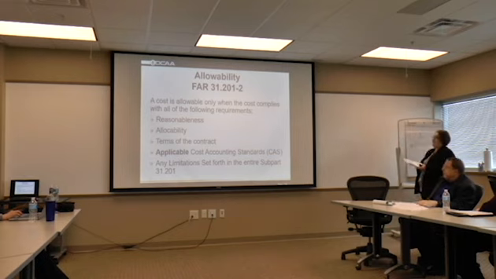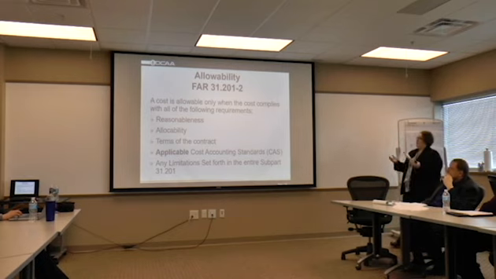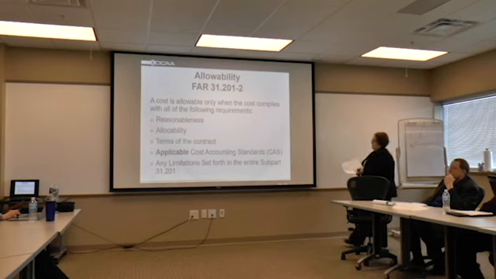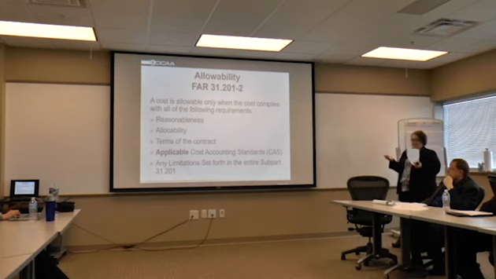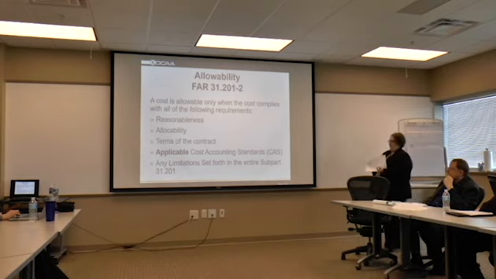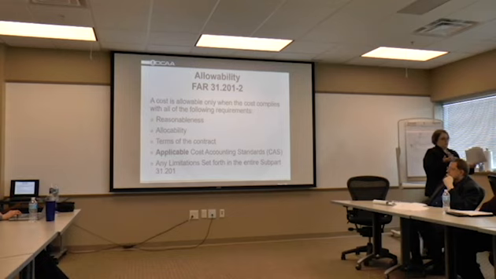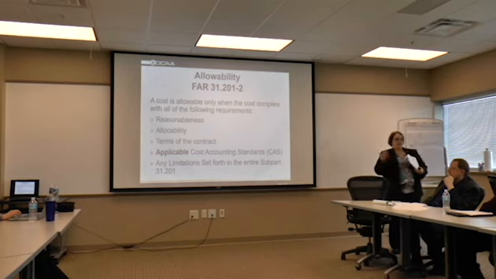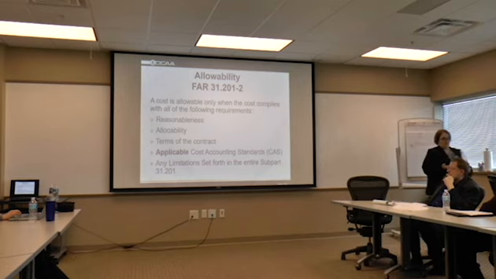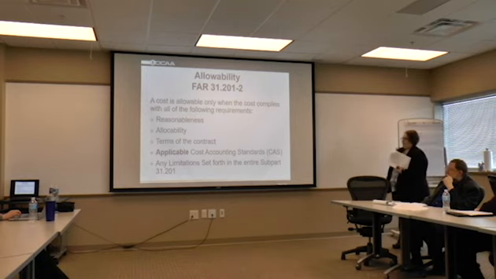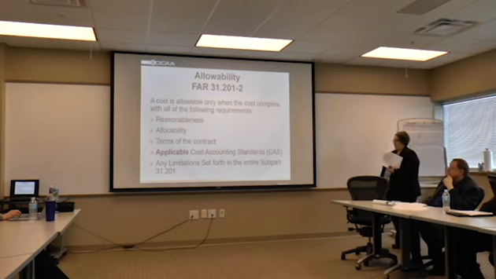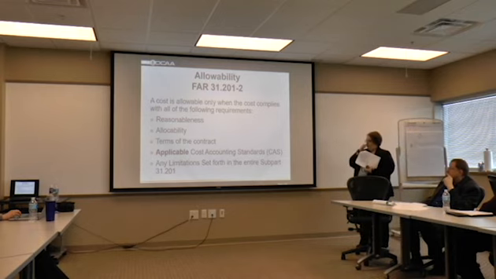Allowability. A cost is allowable when it complies with the following requirements: reasonableness, applicable terms of the contract, applicable cost accounting standards. The small business is exempt from the CAS standard, so unless you're growing at a rapid pace and you don't qualify for that small business exemption, you're not really going to run into CAS all that much. And then any limitations set forth in FAR Part 31.201.